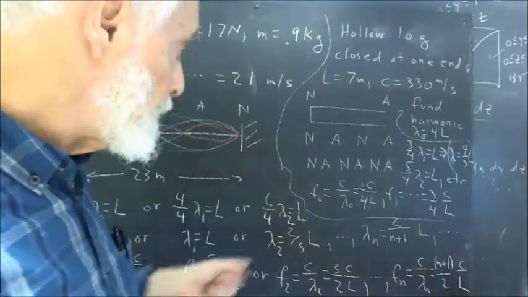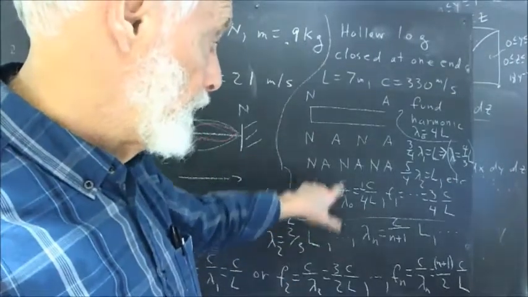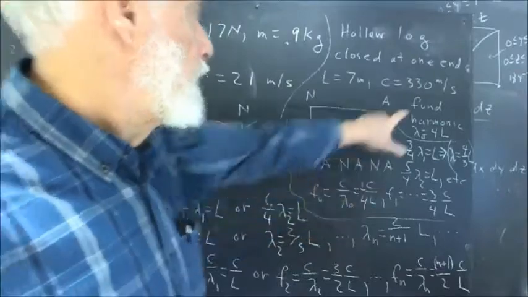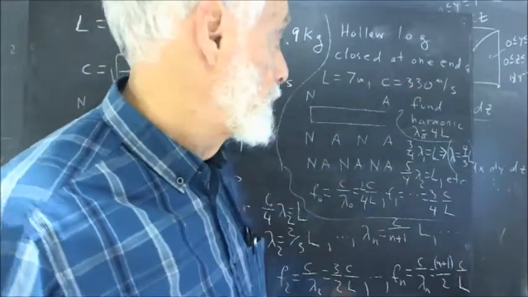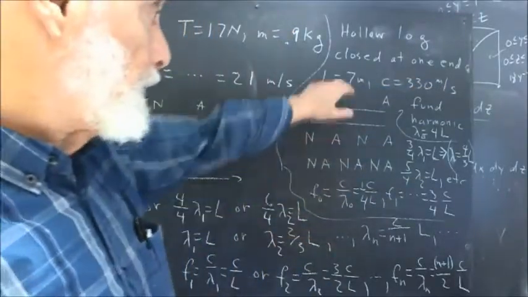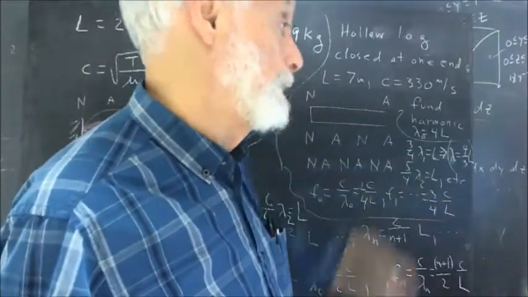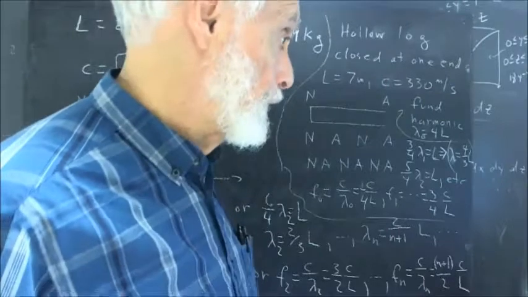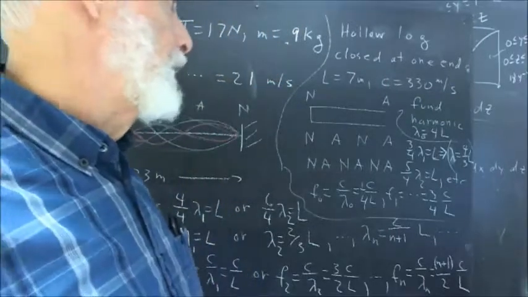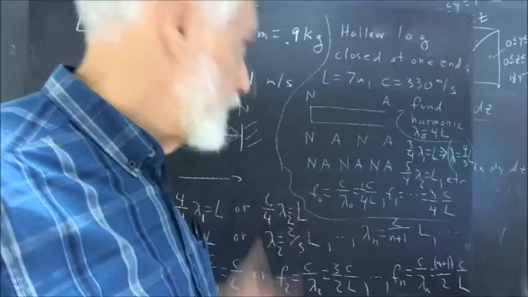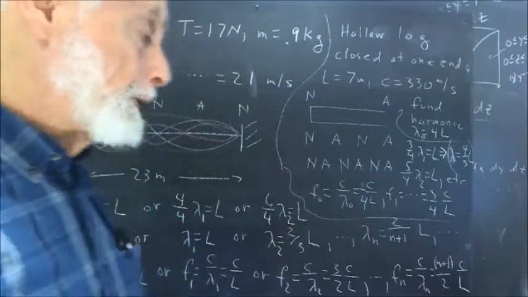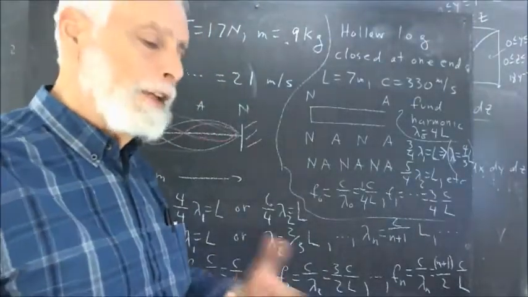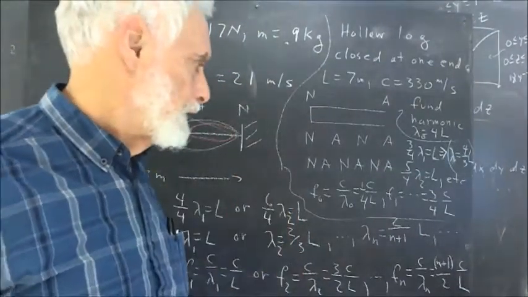Now, if you want to get the frequency, you're going to divide the speed by the wavelength. Speed is 330 meters per second. If it's a 7-meter log, 4L is 28 meters. So if you divide 330 meters per second by 28 meters, you get something on the order of 14, maybe, cycles per second. And that's something that's below the level that we can hear.